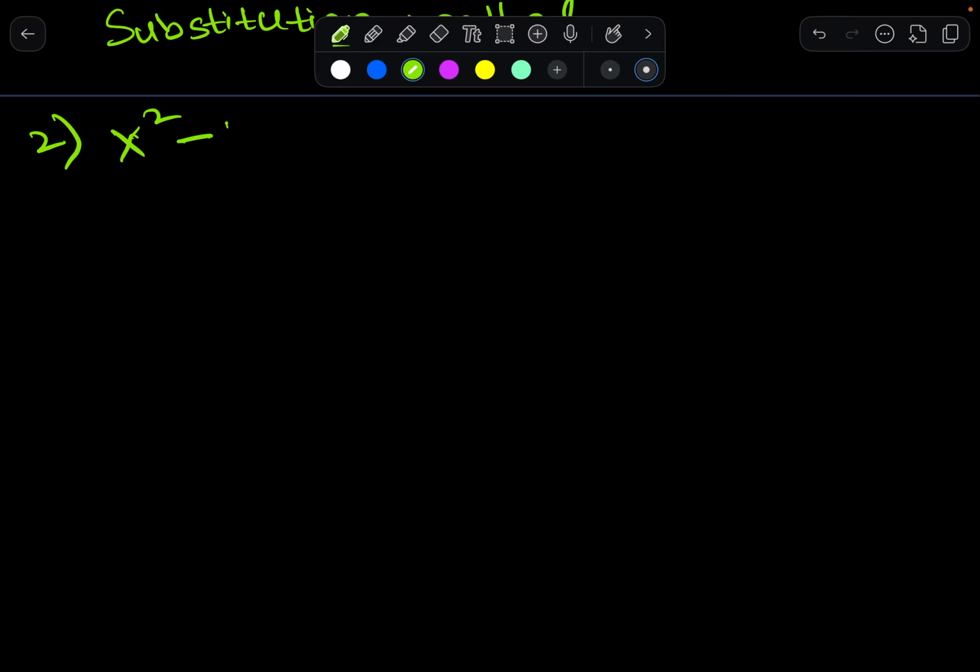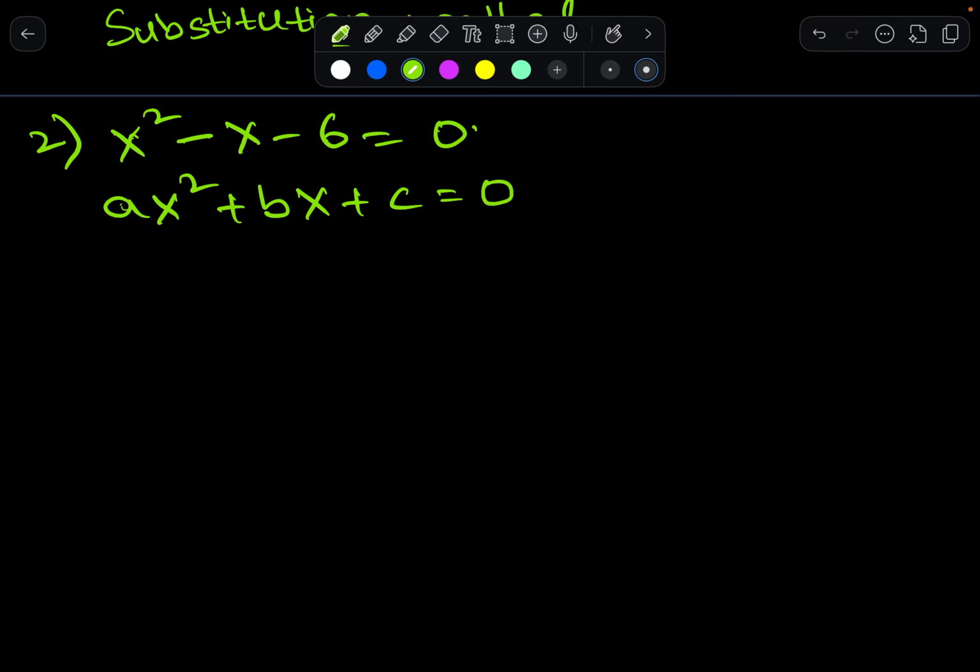x square minus x minus 6 equal to 0. Let's compare this with ax square plus bx plus c equal to 0. So a equal to 1, b equal to minus 1. One thing to note is that we should always take the complete coefficient, including the sign. So here it is negative, so we should take it as minus 1, and c equal to minus 6.